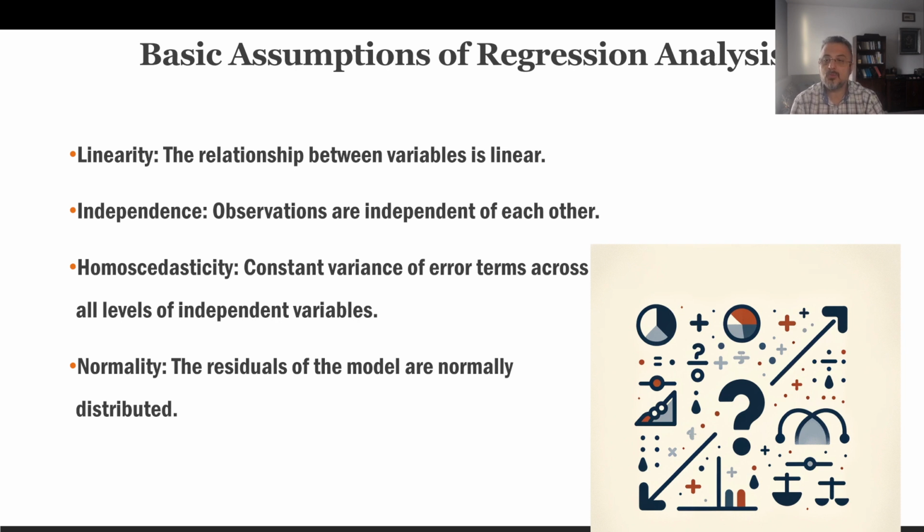First, we assume a linear relationship between our variables. We also presume that each data point acts independently from the others. Additionally, the variance of our error terms should remain constant, and these errors ought to follow a normal distribution. These are all important. Keeping these assumptions in check ensures the reliability and validity of our analysis.